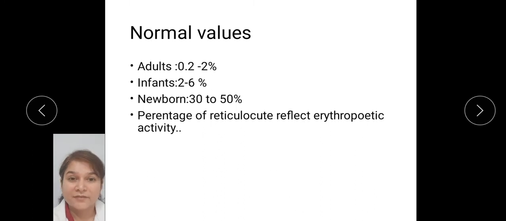Now how much is the normal value of the relative reticulocyte count? It is a more acceptable and more uniform value. In adults it is 0.2 to 2%. In infants it is higher, 2 to 6%. In newborns it is much higher, that is 30 to 50%. And at the end of 1 week, in the newborn baby, it decreases drastically. The percentage of reticulocytes actually reflects the erythropoietic activity, right? Obviously, if erythropoiesis is more, the reticulocyte count is more.